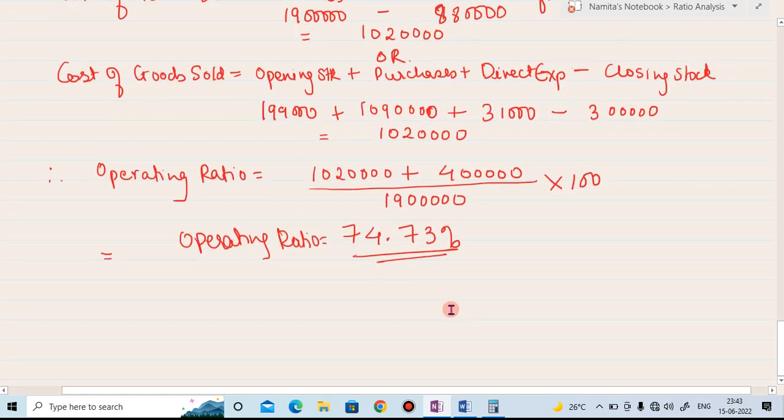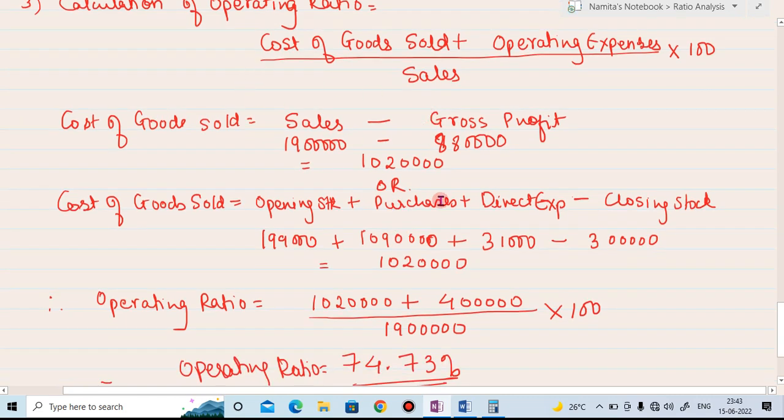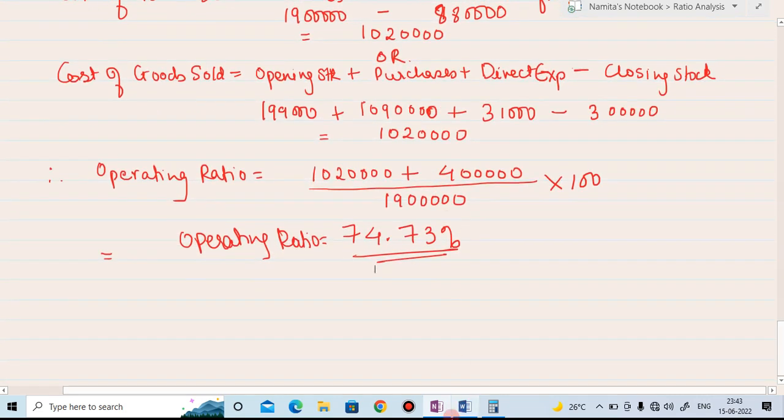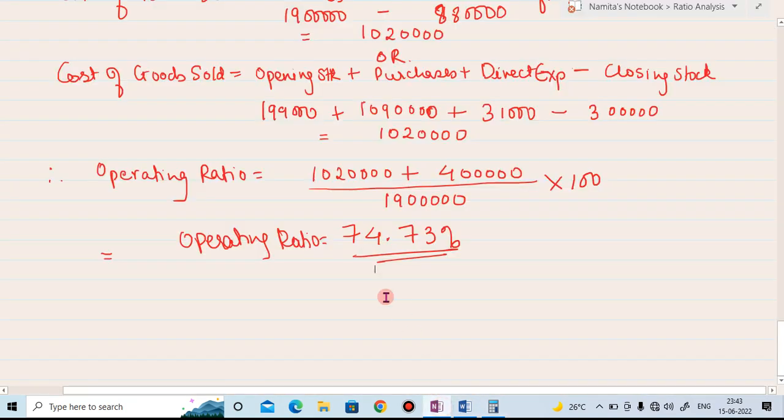Okay, now in this way you have to calculate the operating ratio. Next, after calculating operating ratio, we have to find stock turnover ratio. Fourth ratio is calculation of stock turnover ratio.